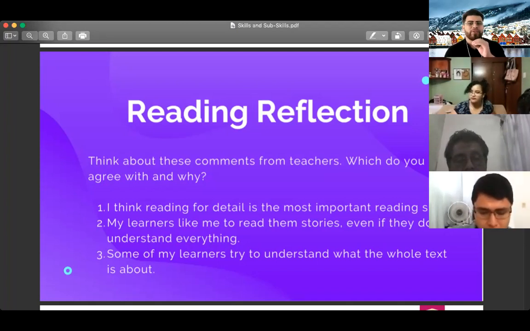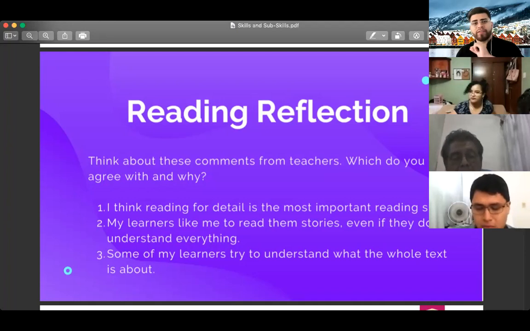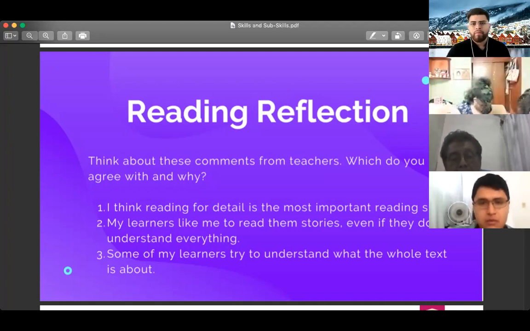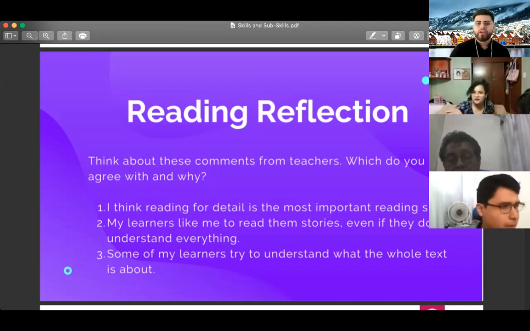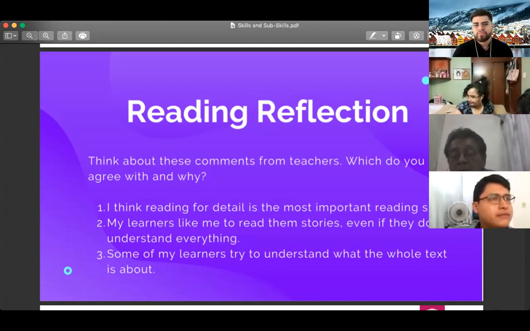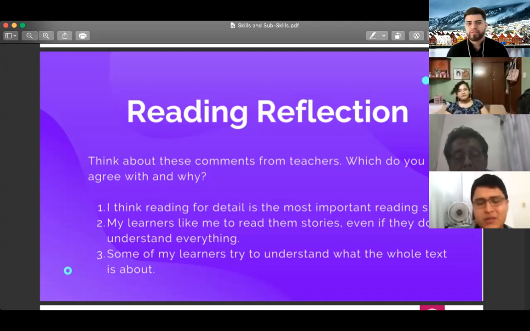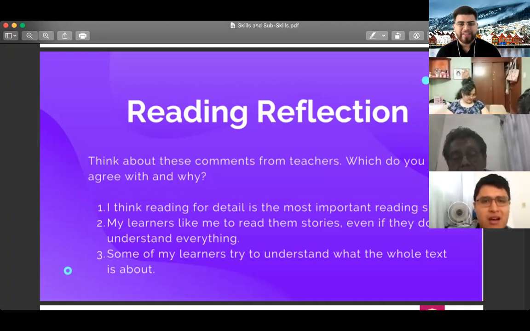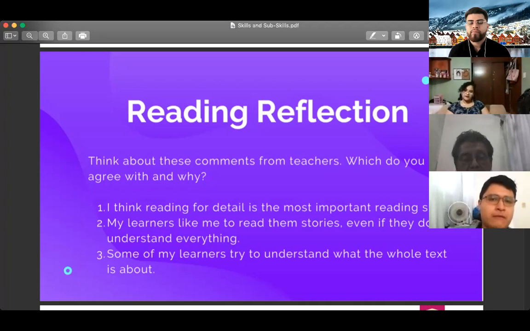Do you think there's a specific skill that is the most important, Mr. Melgar? Like maybe scanning? No? Well, I consider all of them are important. They have their own appropriate use, corresponding use, and we need to know when to apply each one of them. Oh, nice. I like that. Does anybody else have a comment on this comment?